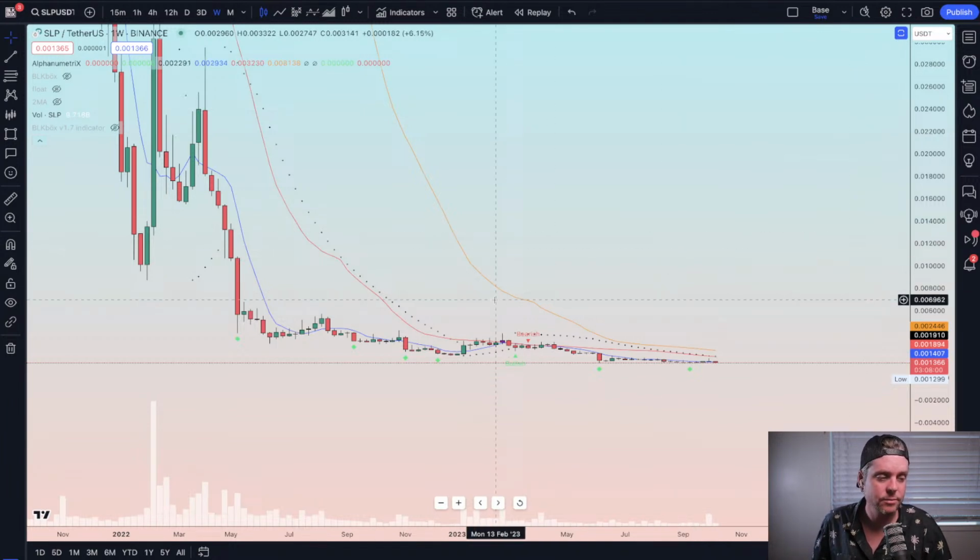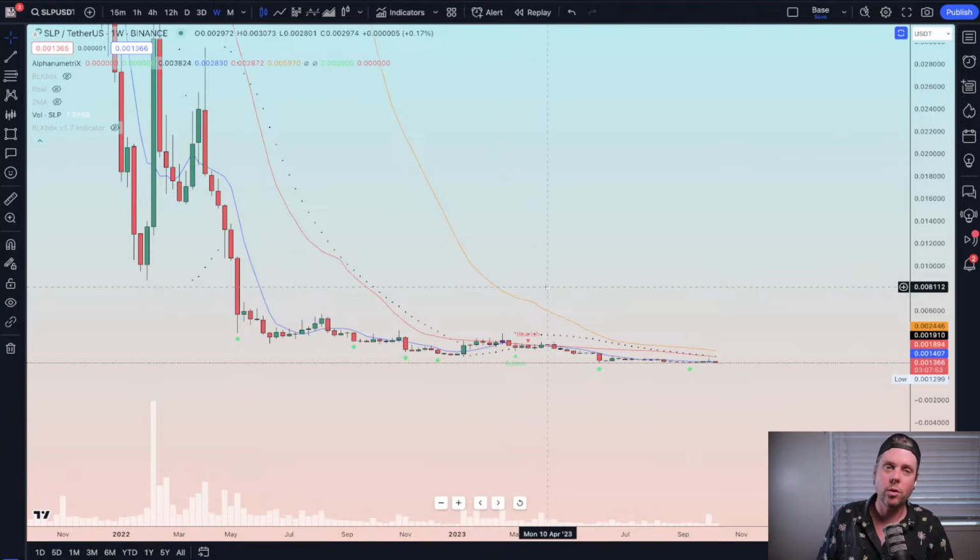Higher, yes. Everything goes up in a bull market. How high it goes, no clue. And will it outperform a lot of the other coins? No clue. But will it go to higher prices? Yes.